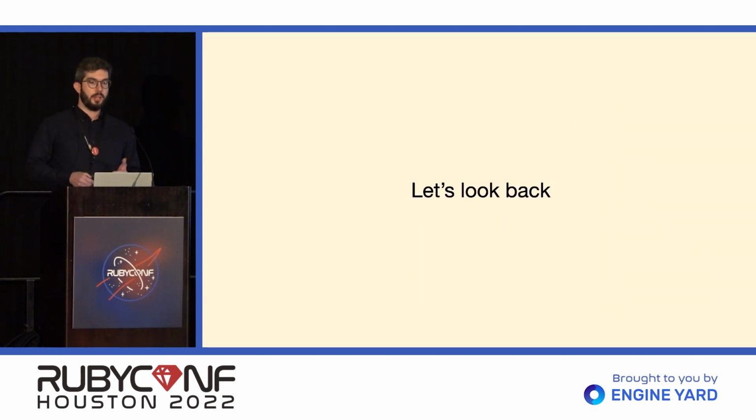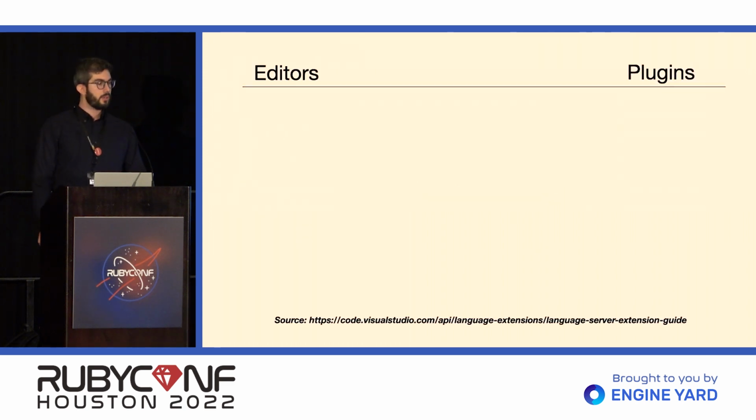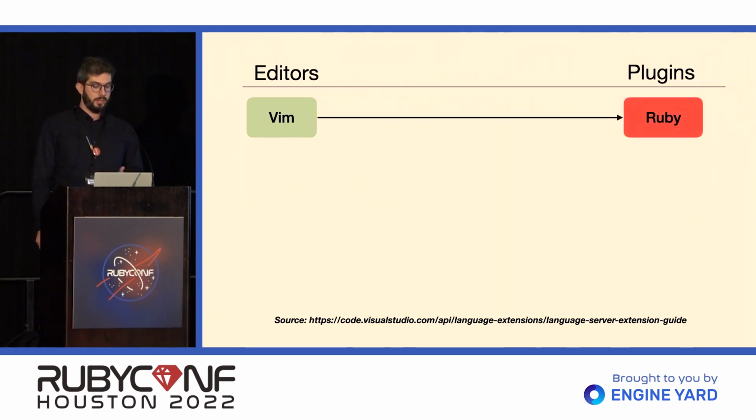So to understand language servers, we first got to take a look back at how language features were added to editors before they existed, so that we can appreciate the problem that they were trying to solve. And by language features, I mean stuff like formatting, go to definition, autocomplete, that type of thing. So imagine you were a Vim user and you wanted to get those language features for Ruby inside of Vim. Well, in order to do that, you would need a Ruby plugin implementing those features for Vim.